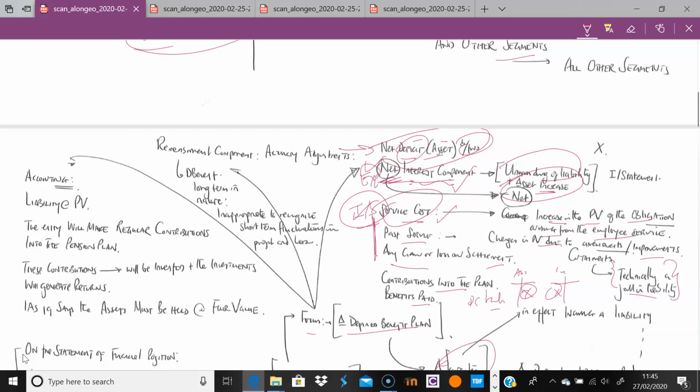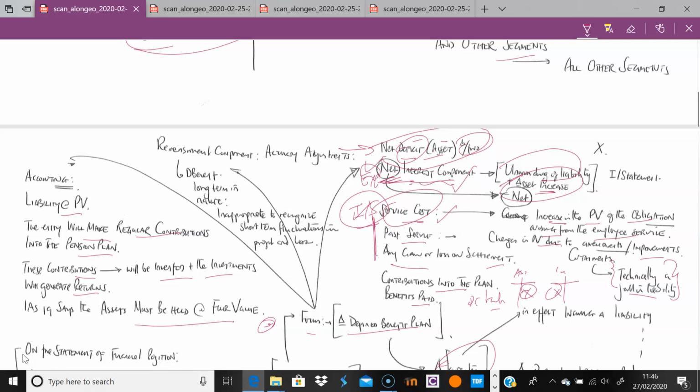So where are we? Here we are. This is the contributions made into the plan. The entity will make regular contributions to the pension plan. These contributions will be invested, and the investments will generate returns. These assets must be held at their fair value. So we're all talking about fair value, holding everything here at fair value.